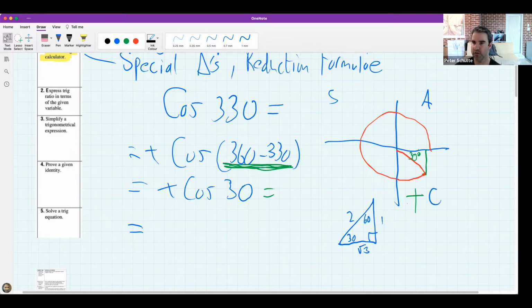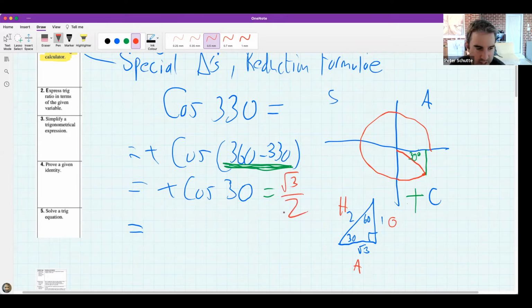Yeah, Katleko, let's go to you. What do you think it's going to be? Sir, I think that cos 30 is going to be opposite over adjacent. No, you're almost there. Adjacent over hypotenuse. Perfect. So it's going to be root 3 over 2. I completely agree with you.